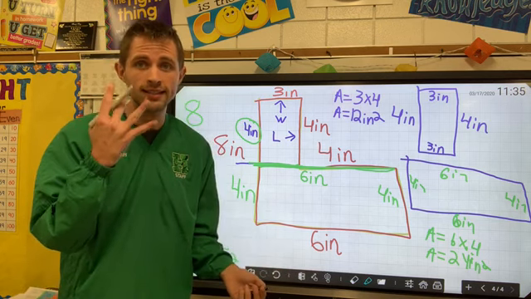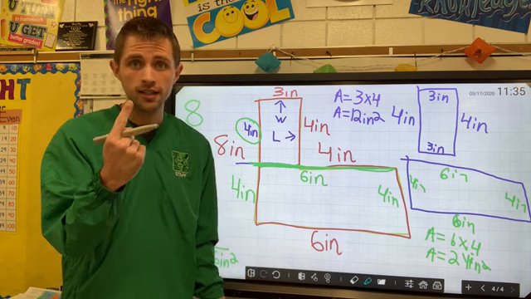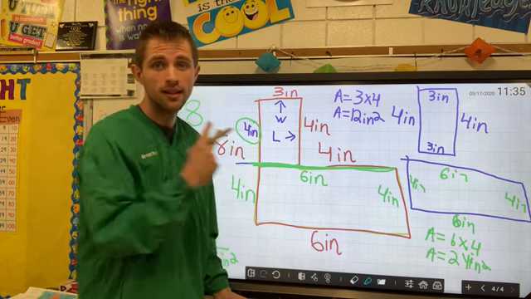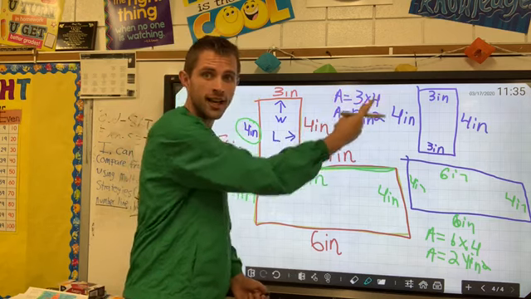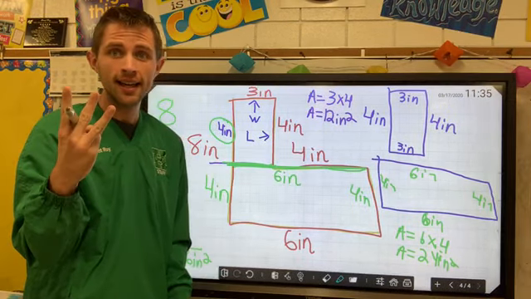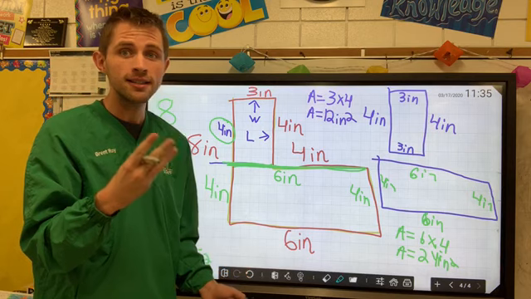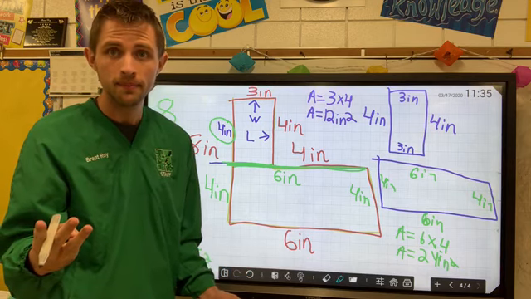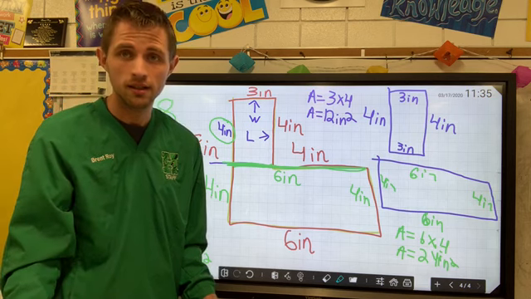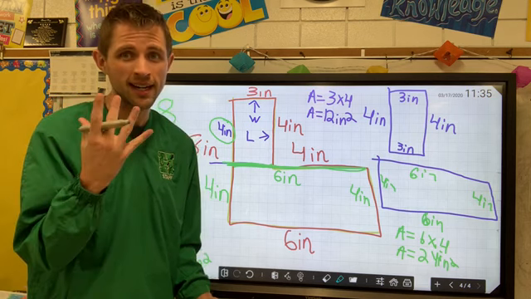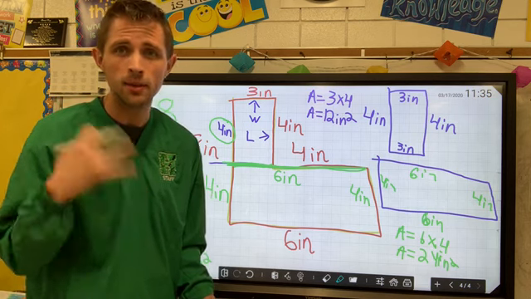Remember, it's 4 steps. First, you separate it. Then, you draw the separate shapes. Third step, find the dimensions to find the area. Fourth step, add the areas together. All right? 4 steps. You could technically break that into 5 steps, but I've already said 4 steps, so we're going to stick with 4 steps.